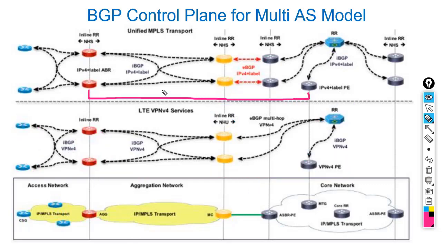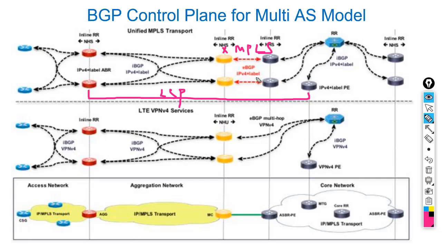The issue here is that we would like to establish an end-to-end LSP directly between the AGG and the PE. But there is no MPLS on the link between the metro core and ASPR. So how do we advertise the label from the core domain to the metro domain?